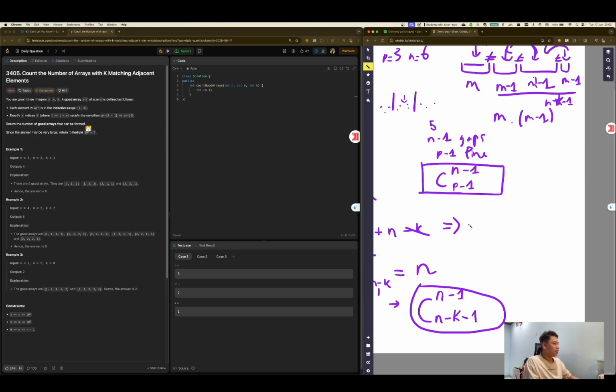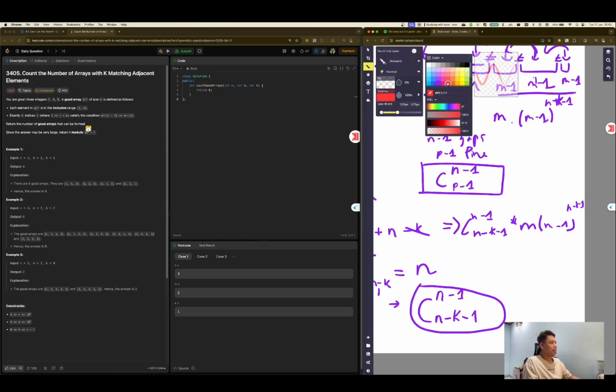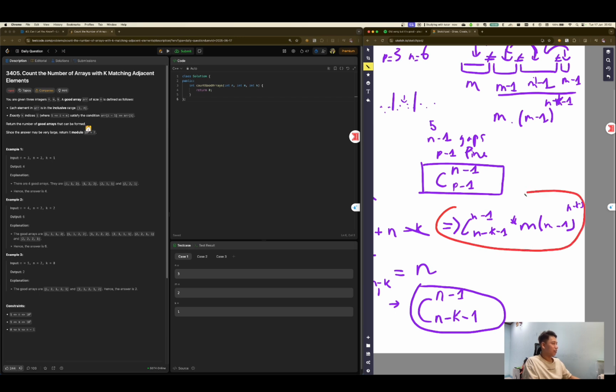Okay, n minus k. So our solution: finally the answer is C of n minus 1 and n minus k minus 1, multiplied by m times m minus 1 to the power of n minus k minus 1. Okay, finally we got it. One line solution. But actually building this in code is a different thing. It's more difficult.